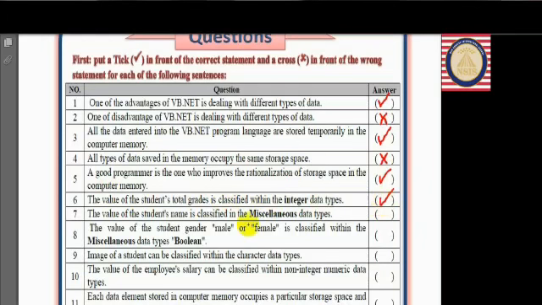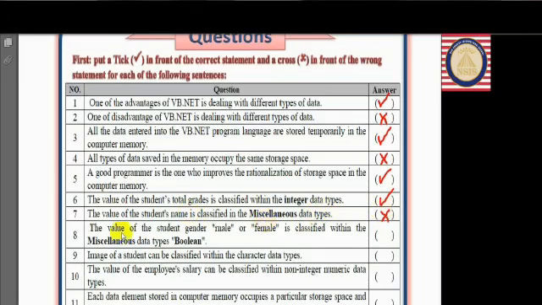The value of the student's name is classified in miscellaneous data type. We said that the student name is a group of letters, and the letters are classified as character, not miscellaneous, so this one is wrong. Instead of miscellaneous, we can put character, because the student name, or any name, is considered a character data type.